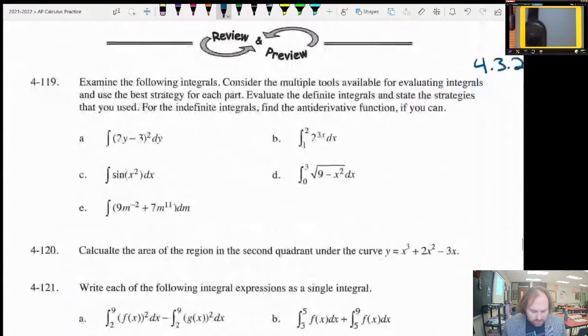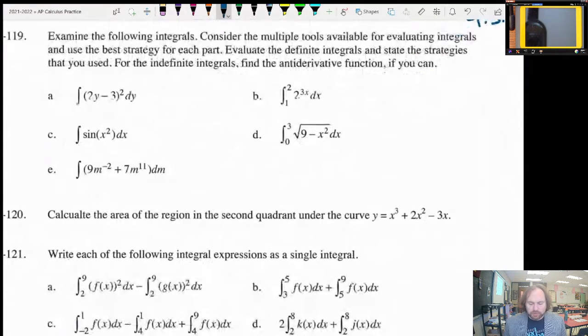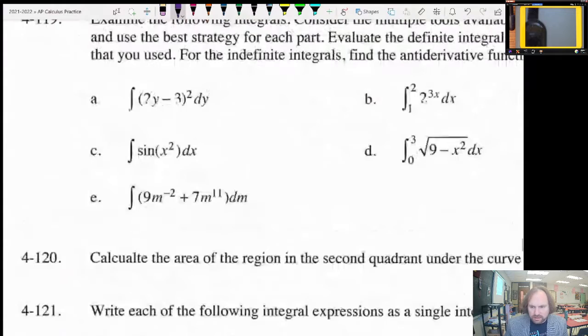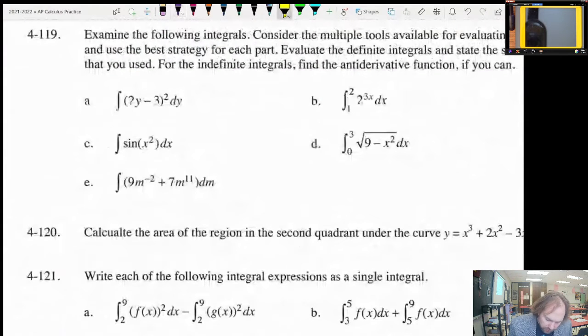For 119, we have the following integrals. We're going to consider multiple tools available for evaluating them and use the best strategy for each part. So this first one, question A, I'm going to move off to the side. We don't have the ability to evaluate this integral as it currently is, but if we were to expand out (2y minus 3) squared, we absolutely would. So that's what we're going to do.